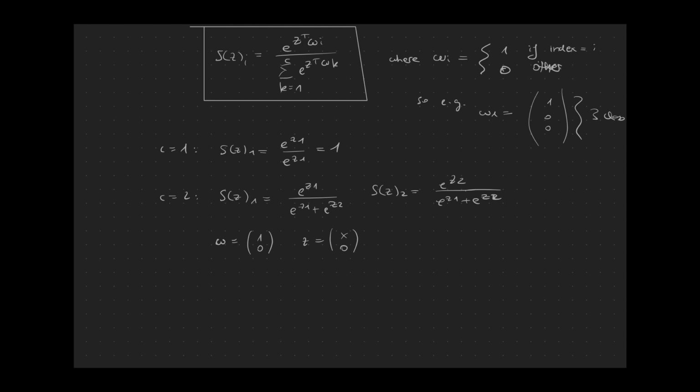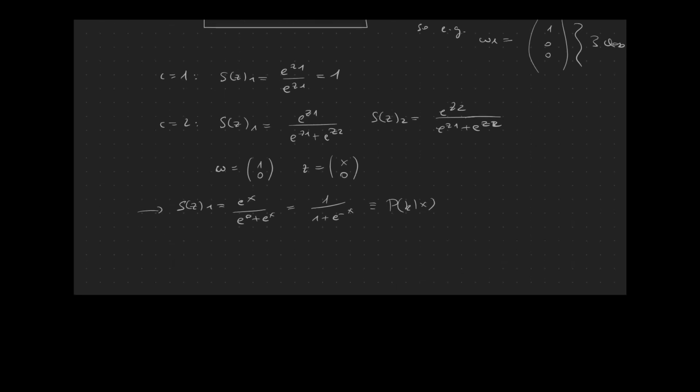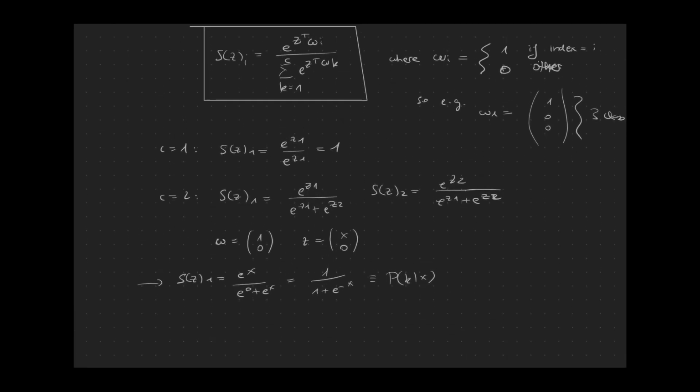And now, if we plug that into our softmax formula, what do we get? For the first element, so for i equal to 1, we would get e to the power of x over e to the power of 0 plus e to the power of x, which is 1 over 1 plus e to the power of minus x. This is exactly what we had for the sigmoid.